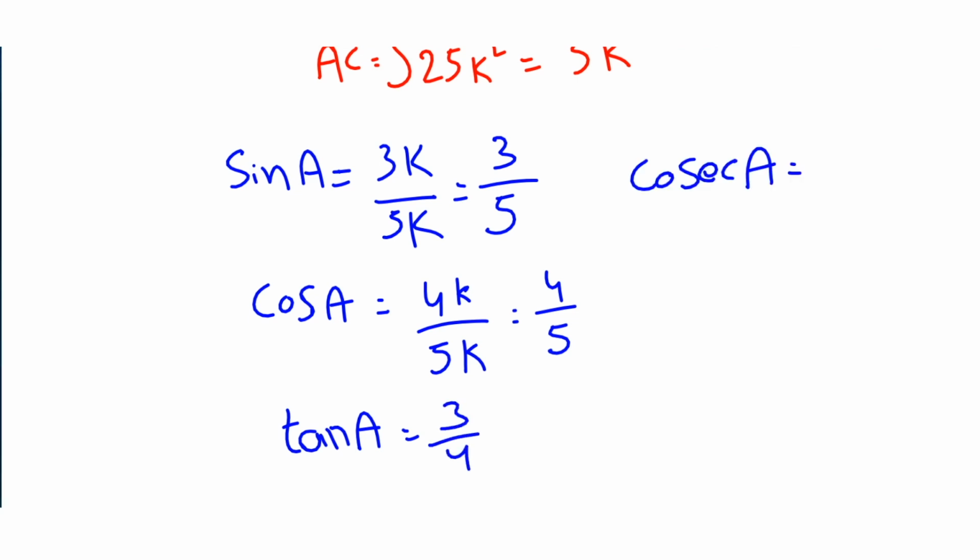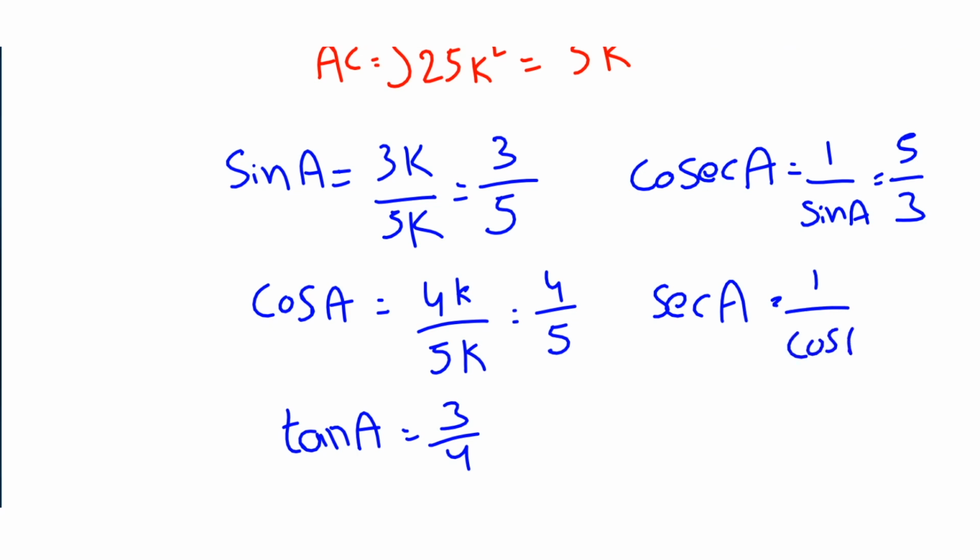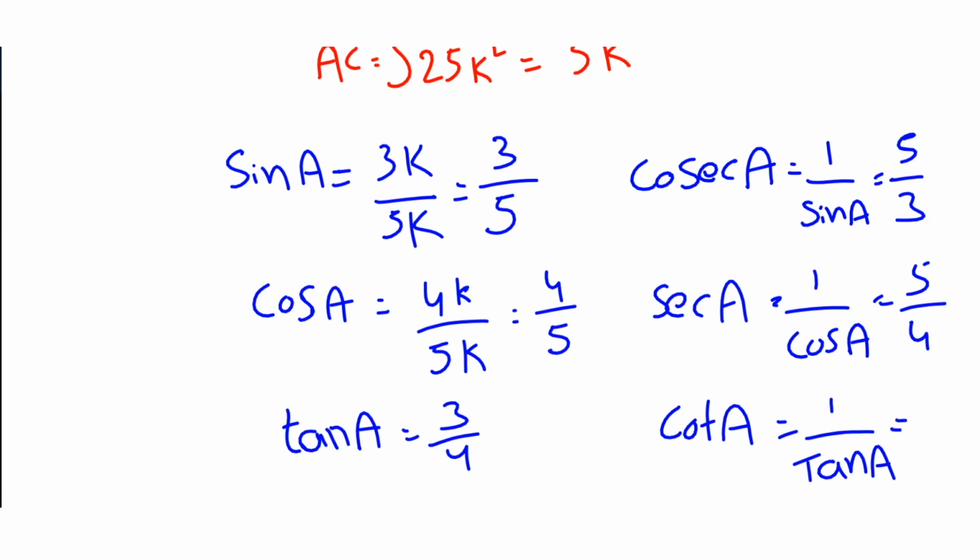So cosec A equals reciprocal of sin A, that equals 1 by sin A, that equals 5 by 3. And sec A equals reciprocal of cos A, that equals 1 by cos A, that equals 5 by 4. So cot A equals reciprocal of tan A, that equals 1 by tan A, that equals 4 by 3. So these are the trigonometric ratios of angle A.